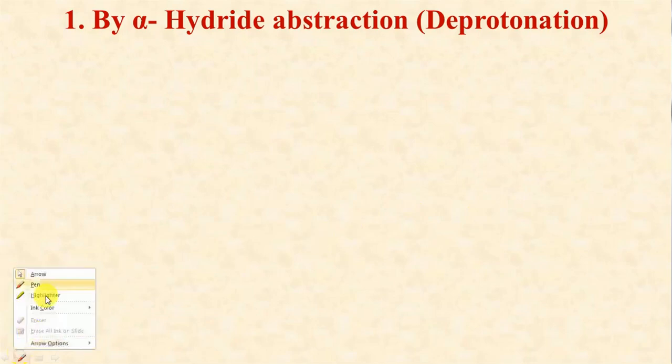The very first method for the preparation of Schrock carbenes is by alpha hydride abstraction, or by deprotonation. But before discussing this method, I would like to explain some compounds, or functional groups or substituents, which will be used repeatedly in this case. The very first is NP. NP stands for neopentyl substituent.